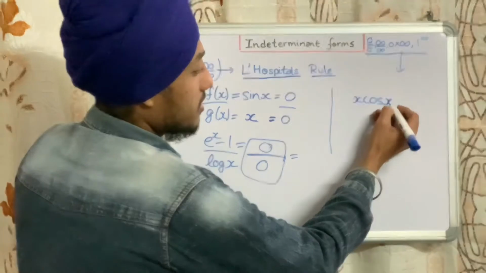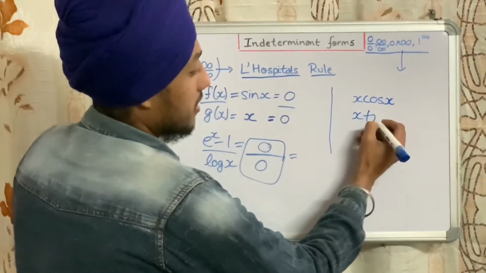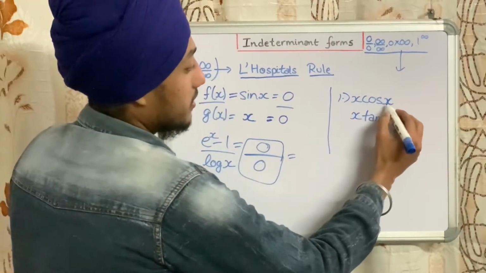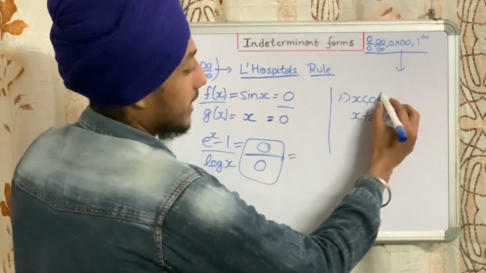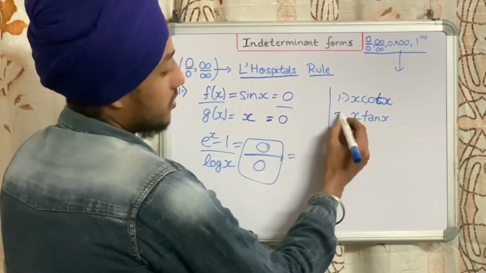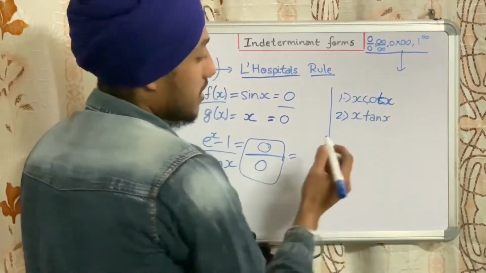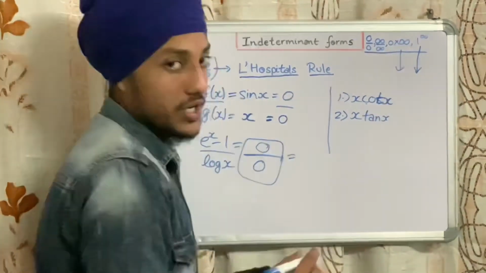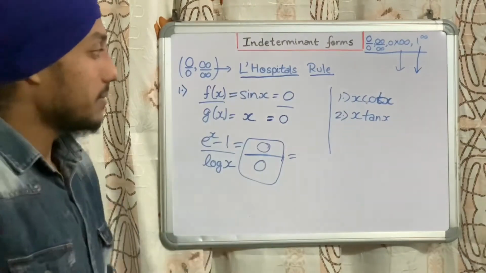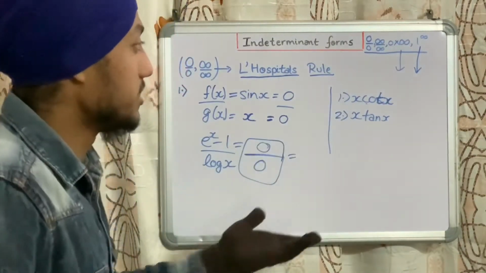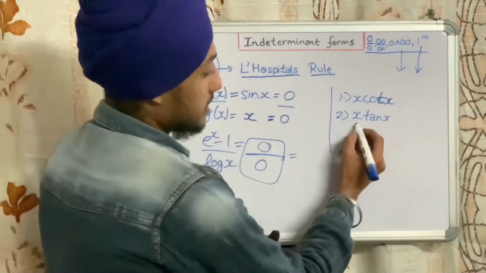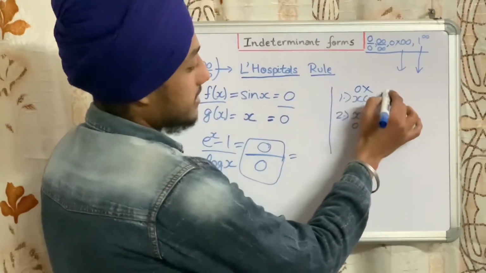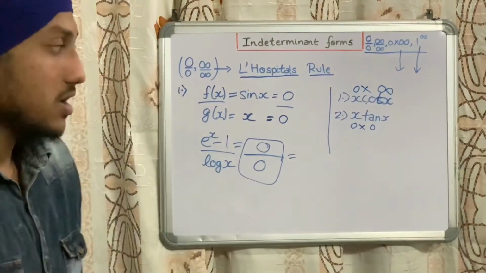Or x into tan x, and also cot x. These are examples where we use these indeterminate forms, and also 1 raised to the power infinity is one of the forms that we change by the same methods. Here x is 0, tan 0 is also 0, and cot 0 is infinity, we know.